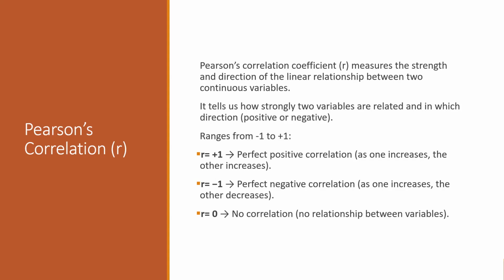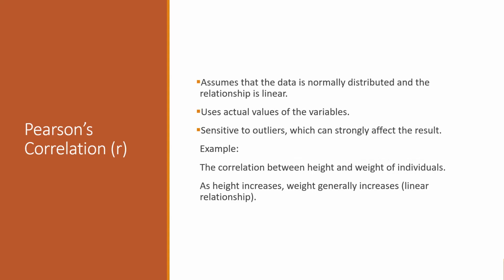For example, R equal to +1 tells us perfect positive correlation. As one increases, the other also increases. R equal to -1 depicts perfect negative correlation. As one increases, the other decreases. And R equal to 0 shows there is no correlation, or no relationship between these variables.